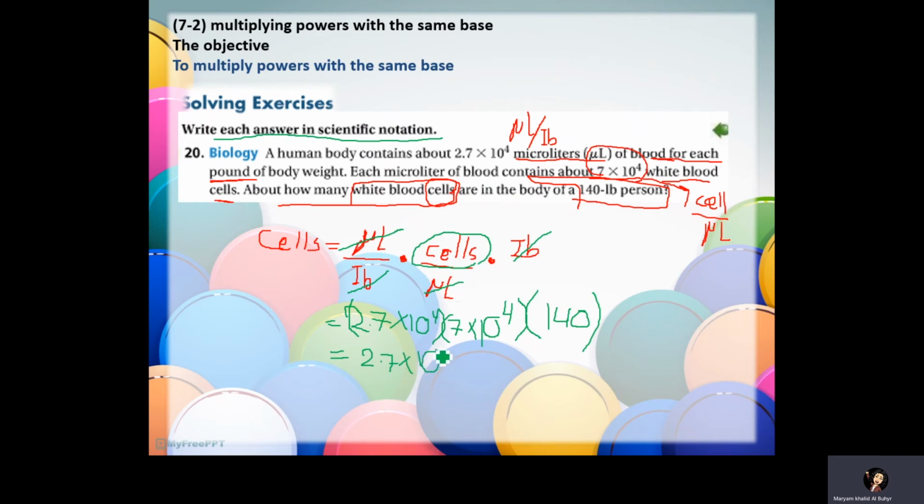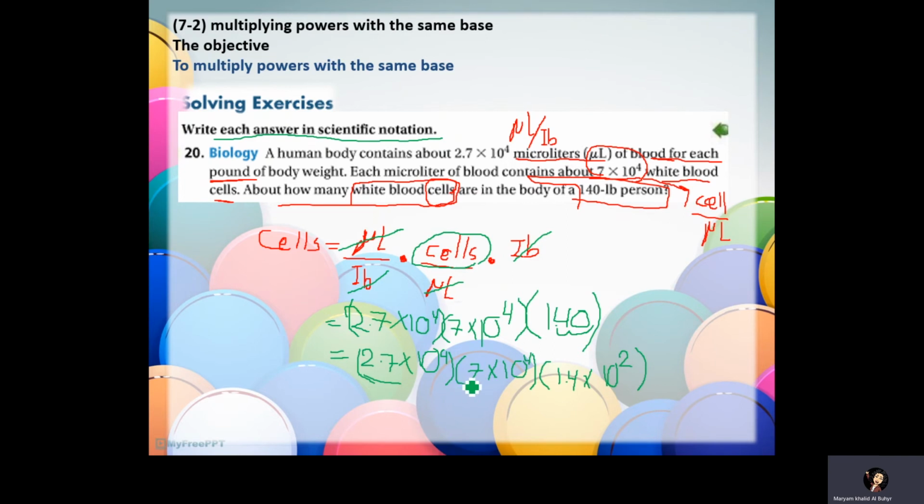So 10 to the power 4 times 7 times 10 to the power 4. I'm rewriting all my expression. Then this one, how can I write it in scientific notation? My decimal is here. I'm going to move it 1, 2 places to make the number 1.4, times 10 to the power, since I moved the decimal 2 units to the left, plus 2.